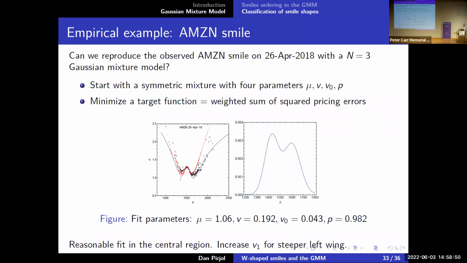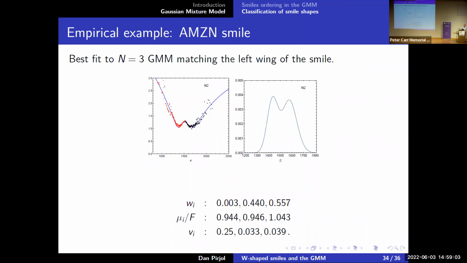All right, so how well does it work in practice? Here are some fits with the Amazon W-shaped smile I showed earlier, 1-day maturity. So this is a symmetric fit, and then this is an unconstrained fit. The only constraint comes from fitting the left wing of the smile. This is a bimodal distribution, and the fit is reasonably good. So in conclusion, I would say that the Gaussian mixture model gives you sufficient flexibility to accommodate even these exotic smile shapes.